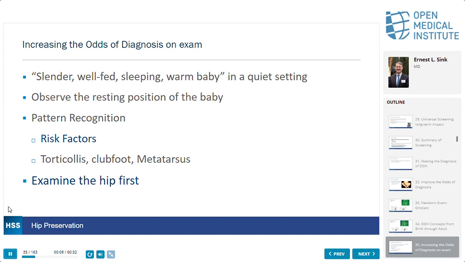Which is definitely in a quiet setting. I imagine that's all our clinics, right? But not really, so it's hard to do. You observe the resting position. Is one leg in, one leg out? So you get pattern recognition.